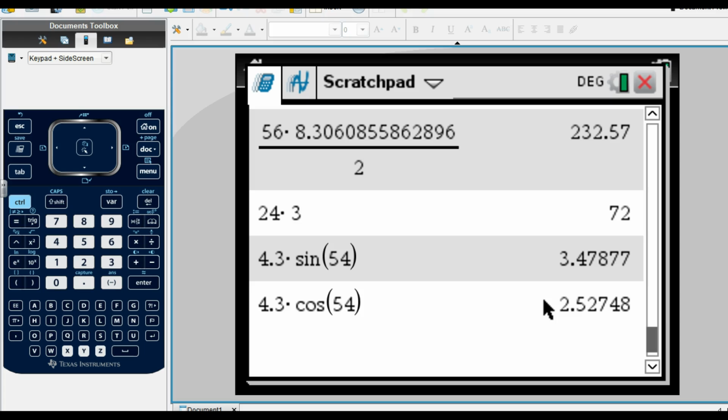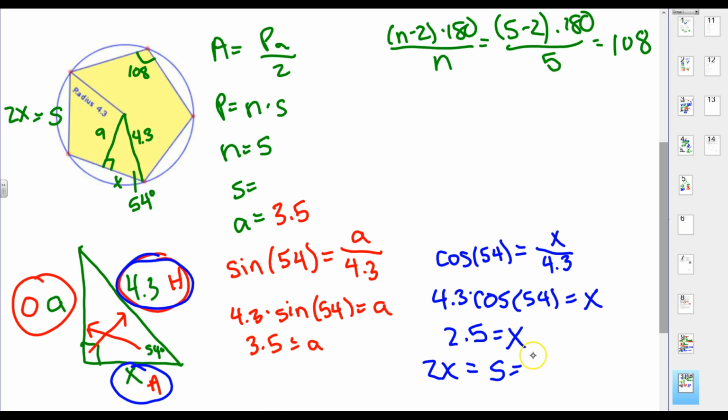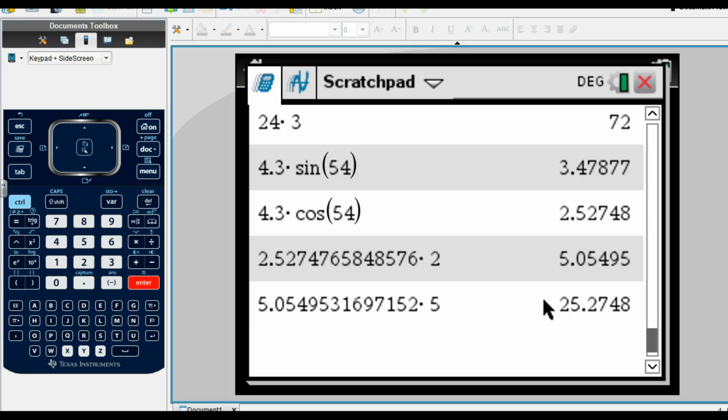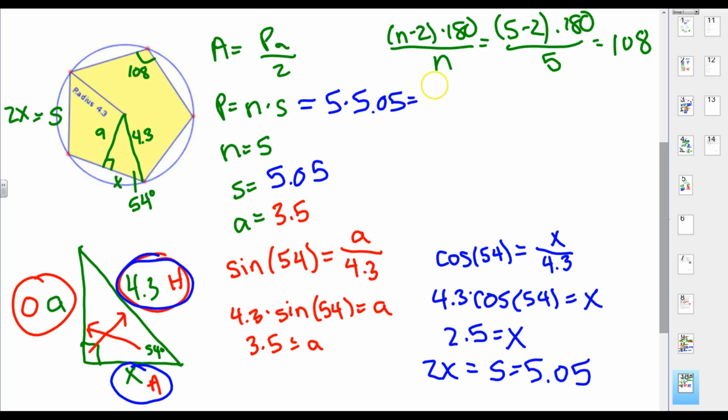Well, let me just do that in the calculator right now. I want to do this value times 2. So I get roughly 5.05. Again, we're keeping it stored. 5.05, that's my side length, which means my perimeter should be 5 times roughly 5.05, which when I plug it in, again, I want to pull this value, keep it stored, times 5 gets me 25.2748. So I get 25.27 roughly.